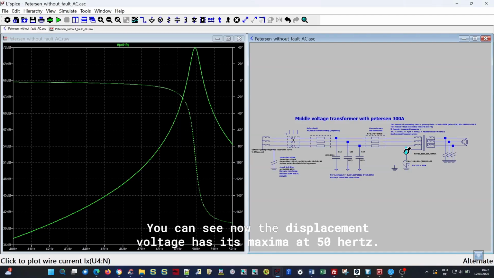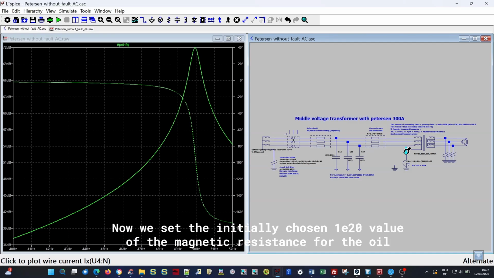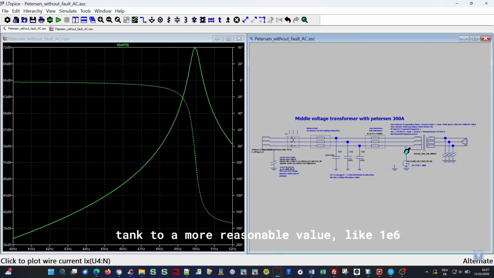You can see now the displacement voltage has its maxima at 50 Hz. This is the peak of the resonant curve. Now we set the initially chosen 1E20 value of the magnetic resistance for the oil tank to a more reasonable value like 1E6.